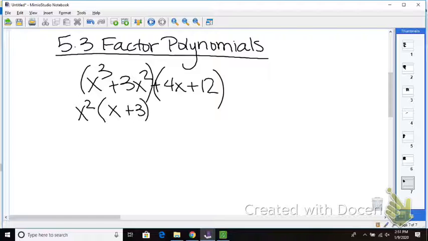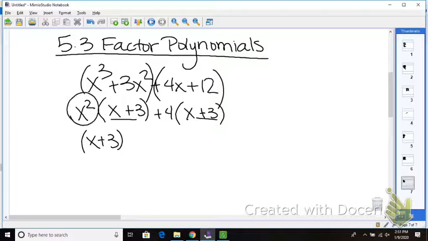Then what can I take out of the second group? 4. What kind of 4? Positive or negative? Positive. Positive 4. So I'll have an x and then a plus 3. So all of this is the same as we did. So this becomes x plus 3 and then x squared plus 4. Easy enough? Okay. What if this would have been an x squared minus 4?